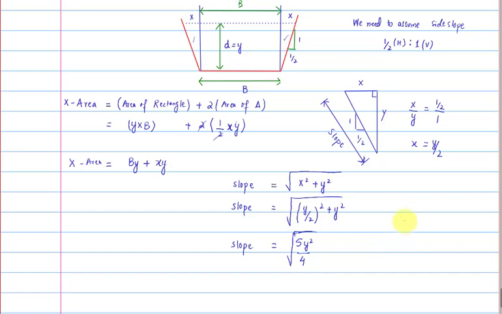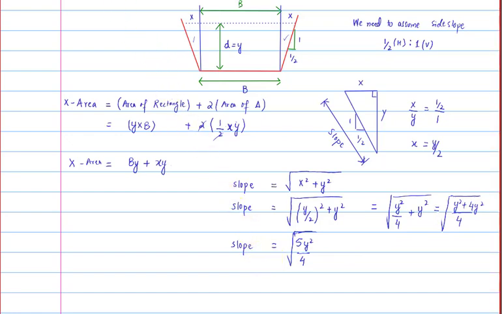How? If you want to do it further in a few more steps, that will be y square divided by 4 plus y square. When you take the least common factor, 4 will be the least common factor, and this will become y square plus 4 y square. When you add them up, you will get 5 y square divided by 4. This is the value for slope.